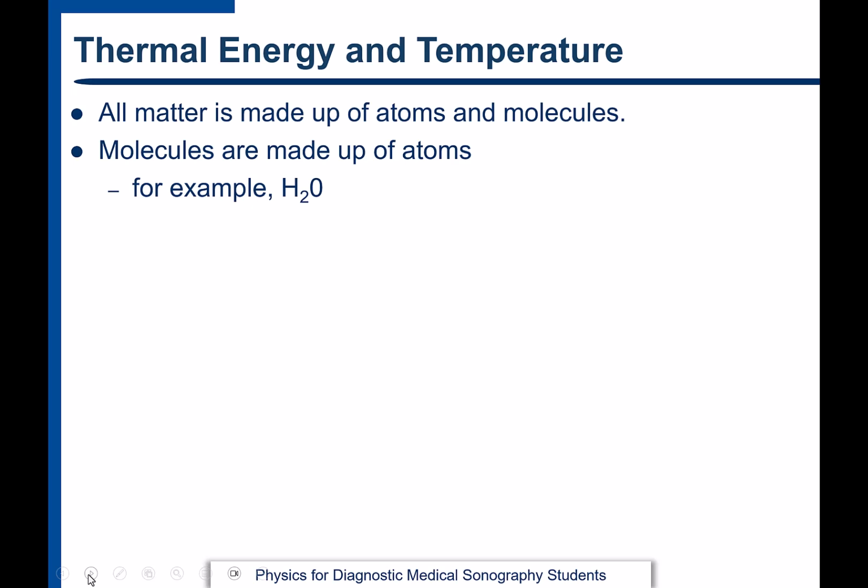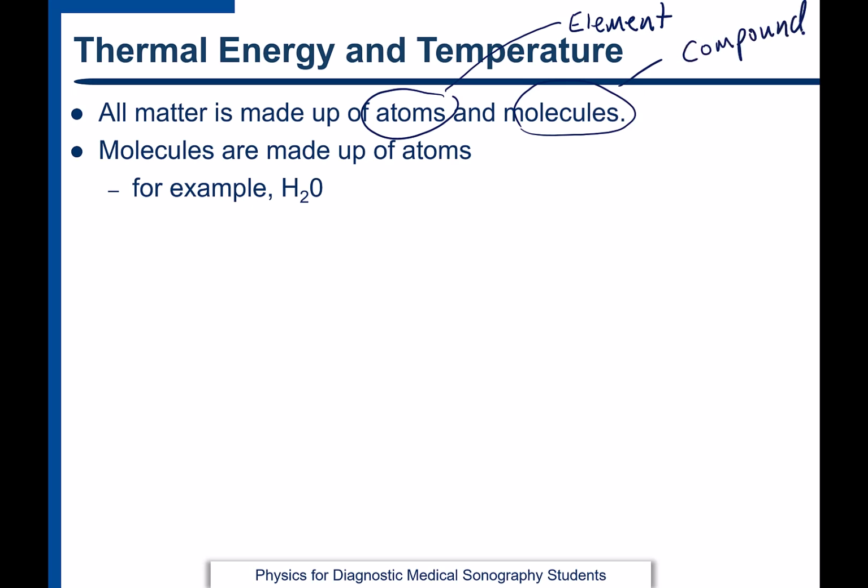In our previous video, we reviewed the ideas that all matter is made up of atoms and molecules. Remember that molecules are made up of atoms. So for example, a water molecule is H2O, made up of 2 hydrogen and 1 oxygen atom. Remember too that an atom is the smallest amount of an element that we can have, and a molecule is the smallest amount of a compound that we can have.